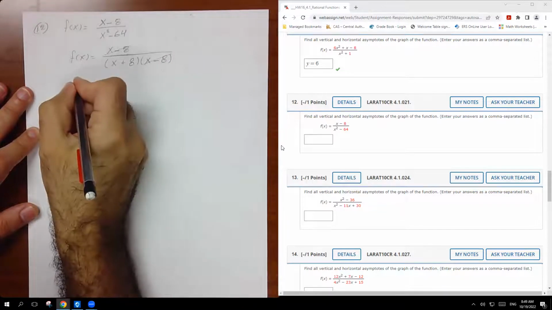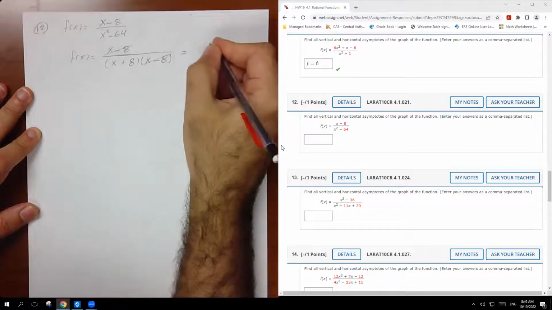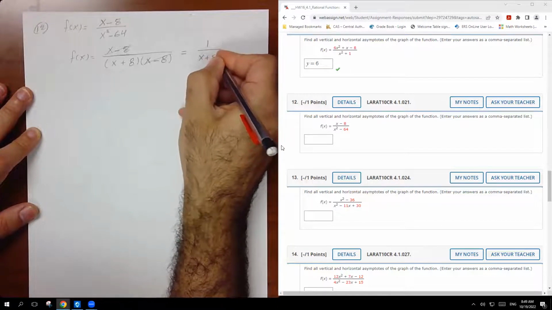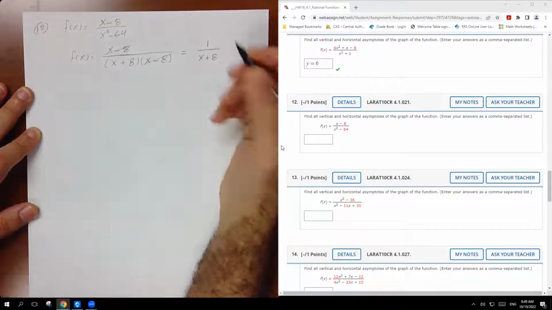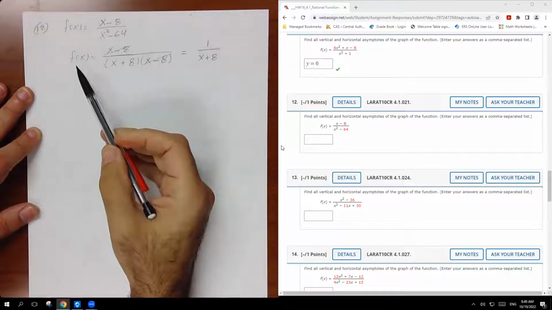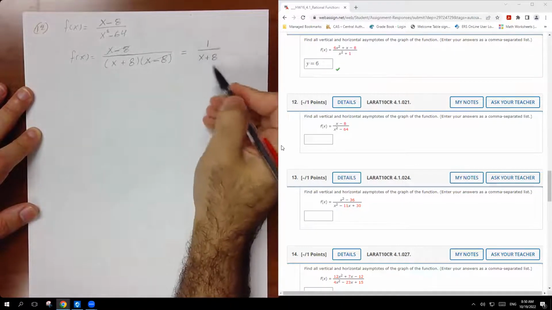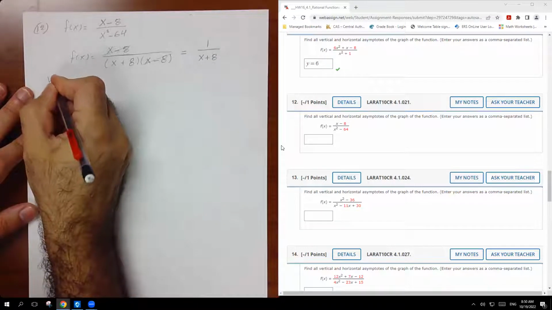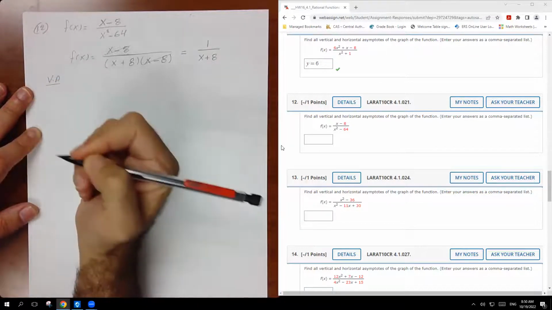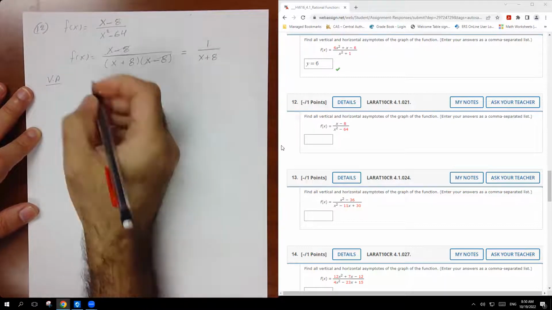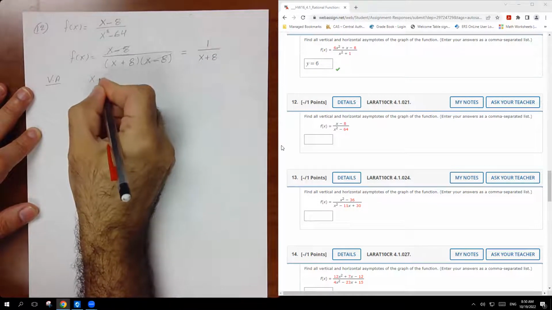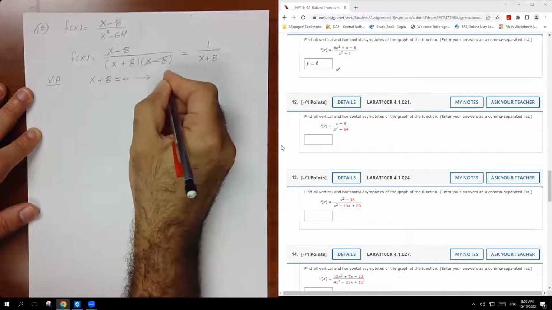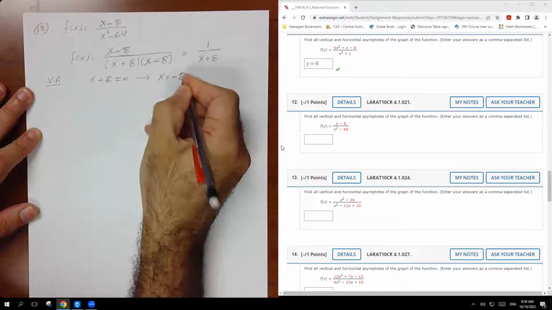That means f of x is going to be equal to 1 over x plus 8. So now we can find the vertical asymptote and horizontal asymptote for this one. So the vertical asymptote is going to be: set the denominator equal to 0. That means x plus 8 equals 0. In this case, x is going to be equal to -8.